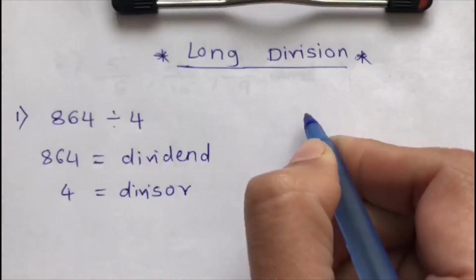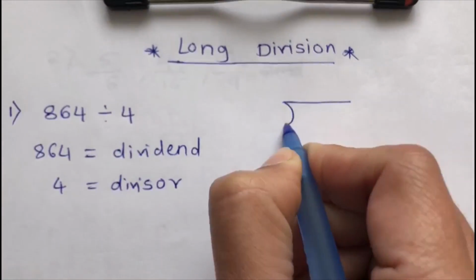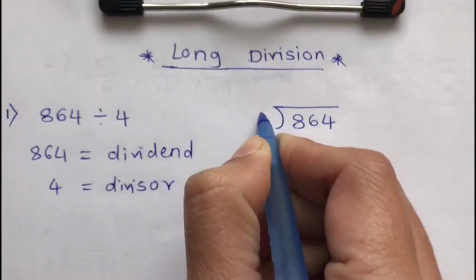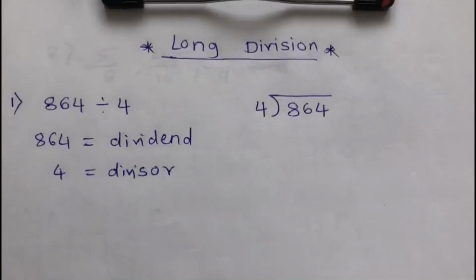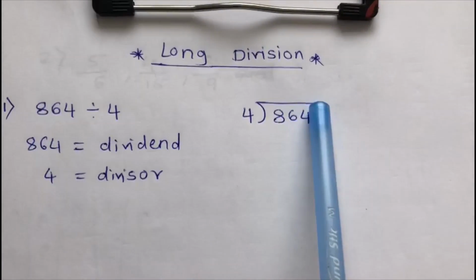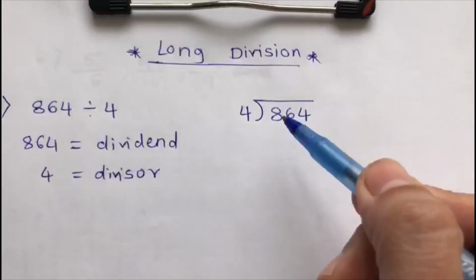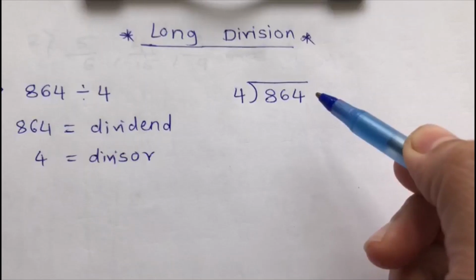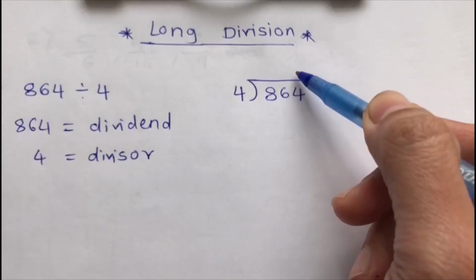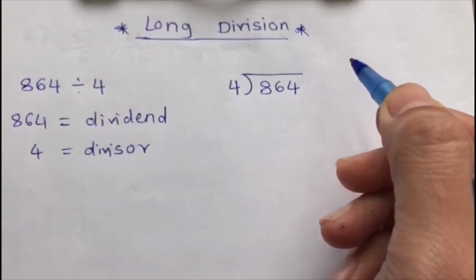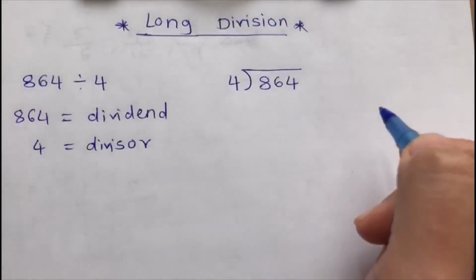I write this example in this format: 864 divided by 4. So here the dividend goes beneath this line and the divisor goes in front of it. After division, whatever answer we get is on the top of this line, and this answer is called the quotient. So let's get started.